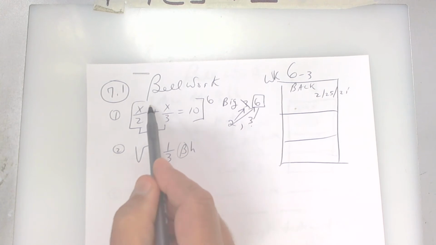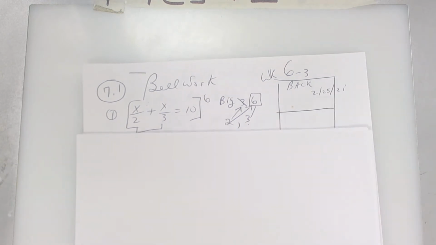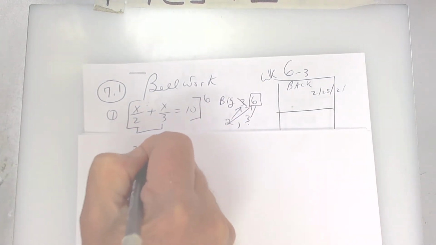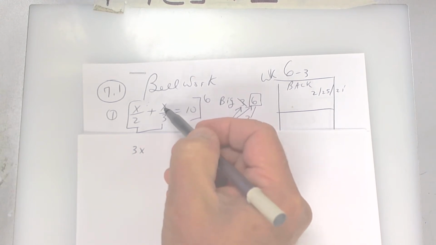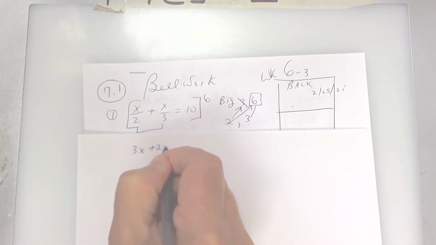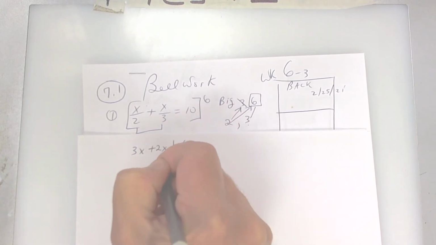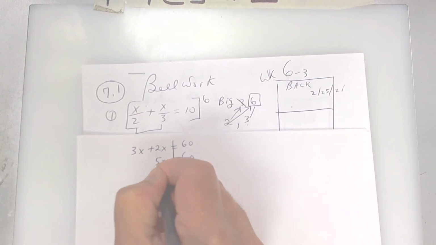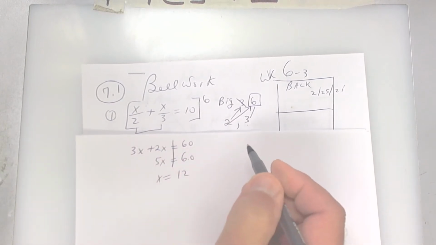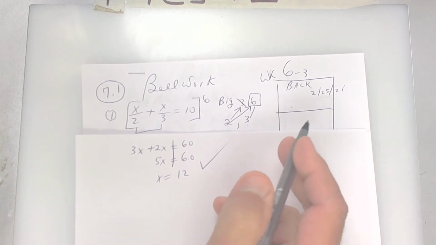So if I put the 6 here, 6 divided by 2 is 3. So that's going to give me 3x right here. If I put a 6 here, 3 goes into 6, 2, that's going to give me 2x. And then 6 times 10 is going to be 60. That gives me 5x. And I think that's going to be 12. 60 divided by 5, I think, is 12. And that's it. And that's how you do that. Okay? So let's just try another one.